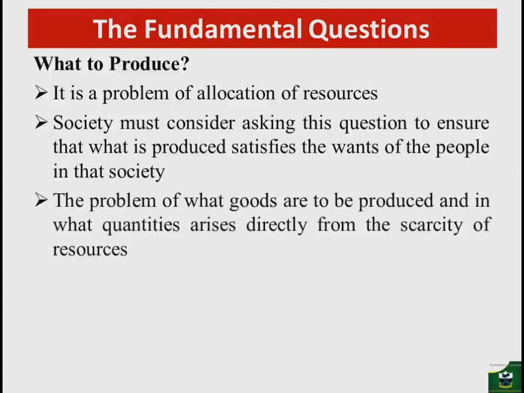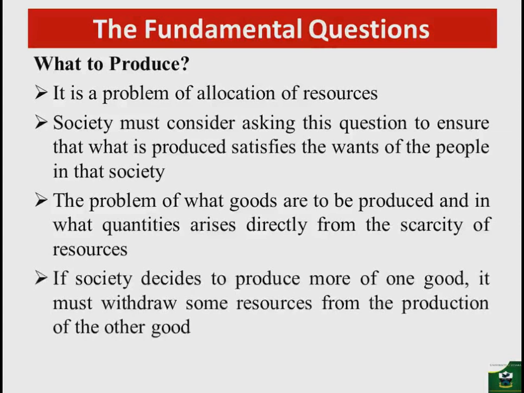The problem of what goods are to be produced and in what quantities arises directly from the scarcity of resources. As such, if society decides to produce more of one good, it must withdraw resources from the production of the other good. In other words, if society wants to produce more of one, there should be a trade-off in terms of resources needed for the production of the alternative good. This will take us to the opportunity cost, and we'll look at this in the next video.